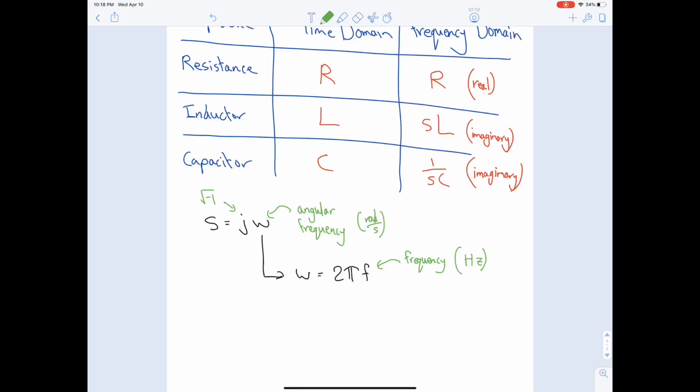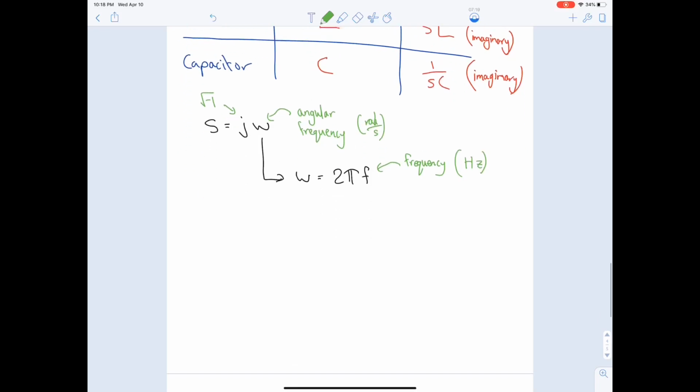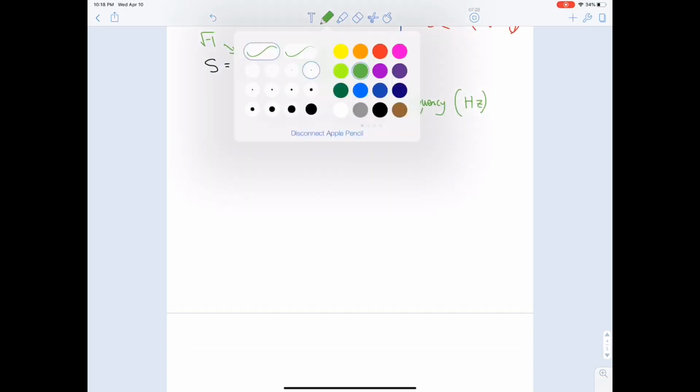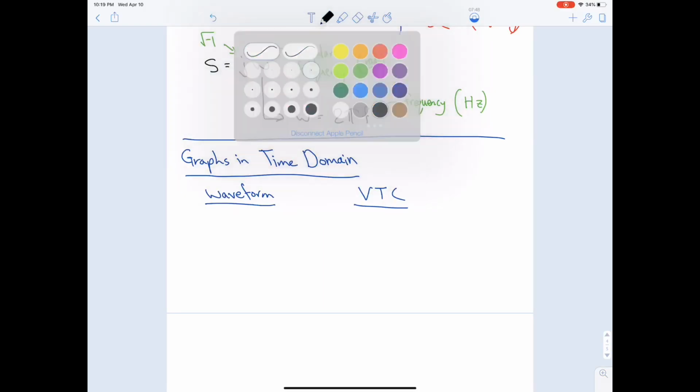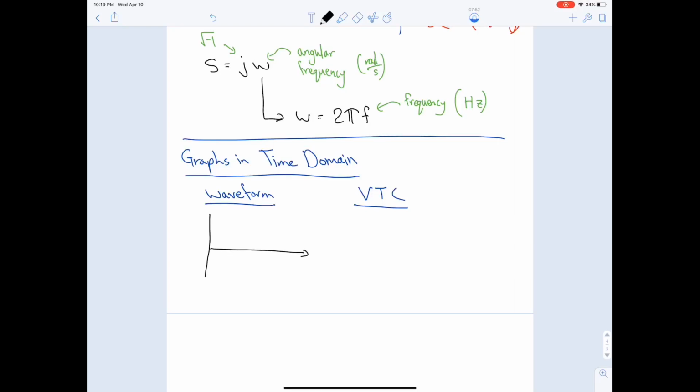Okay, moving on. In the first chapter, when we discussed amplifiers, I gave you two types of graphing. The first was the waveform, the graphs in time domain. We had the waveform and we had the VTC. VTC stood for voltage transfer characteristic. Now, what was the waveform? Waveform was voltage or current, output voltage, let's say, with respect to time, whereas the VTC is the output voltage with respect to the input.